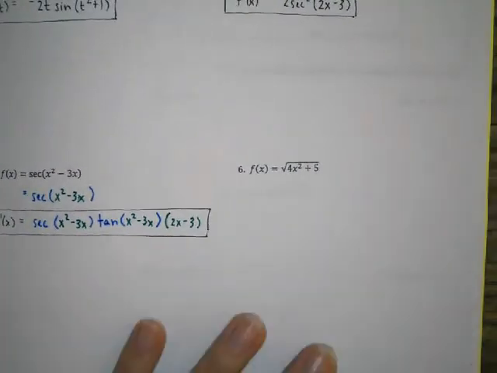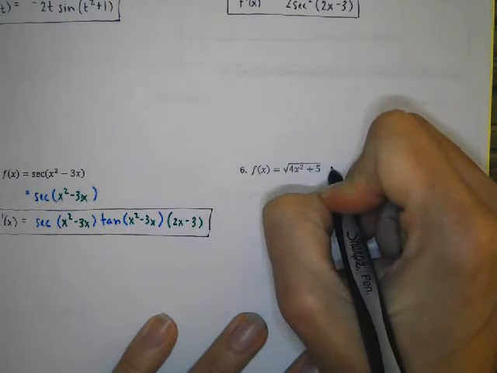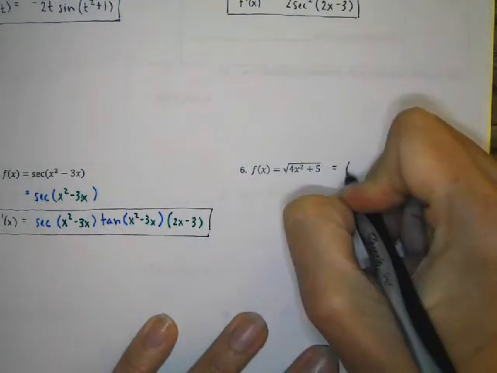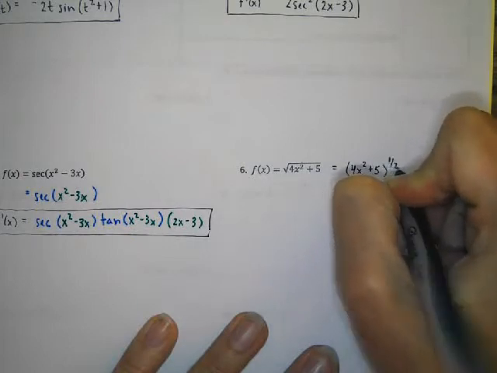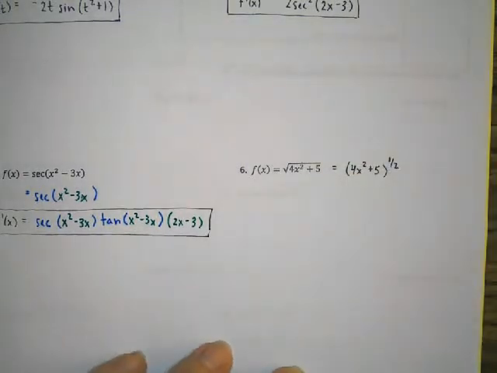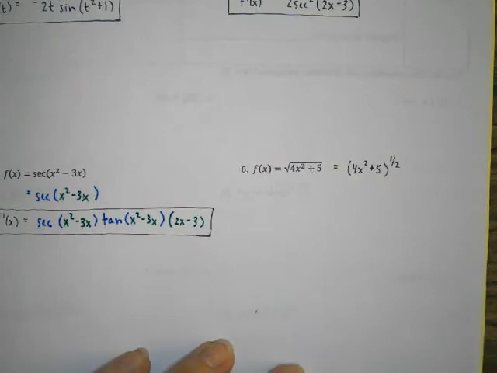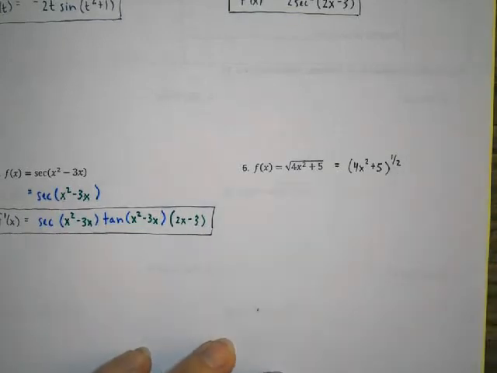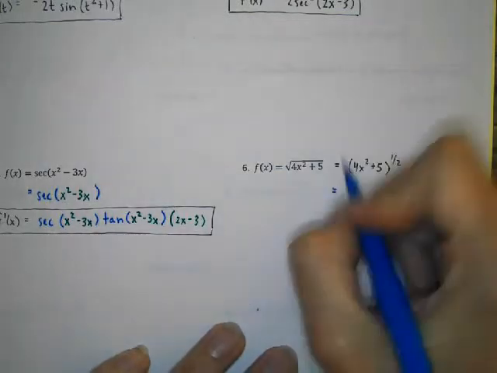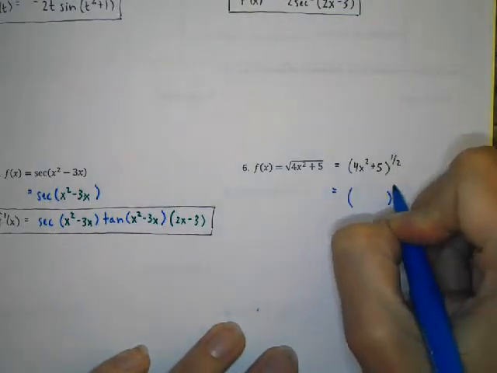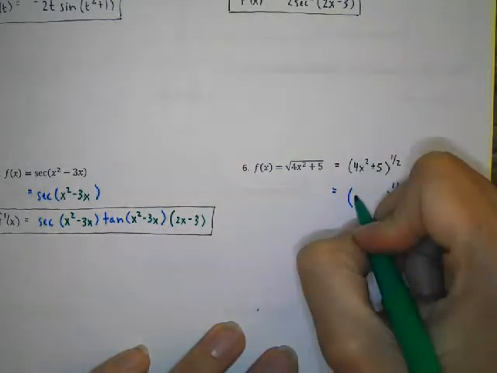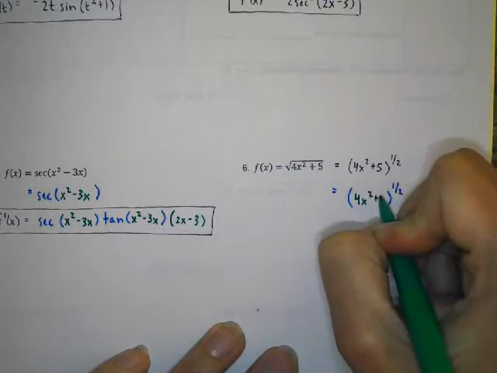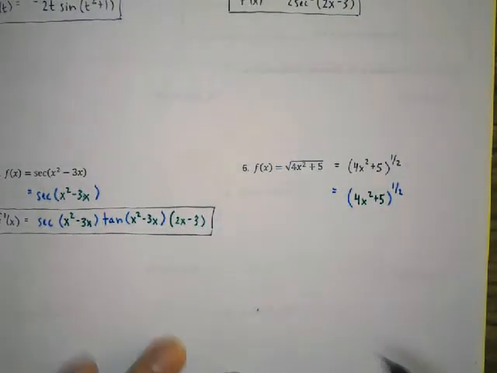Okay, now for number 6, the first thing I'm going to do is actually rewrite this problem. And I'm going to rewrite it as 4x squared plus 5 to the 1/2 power. So now this is similar to our very first example. It's just that I have a rational exponent. I'm still going to use the power rule for my outside function. So my outside is all of this to the 1/2, and I'll be using my power rule there. My inside is 4x squared plus 5.